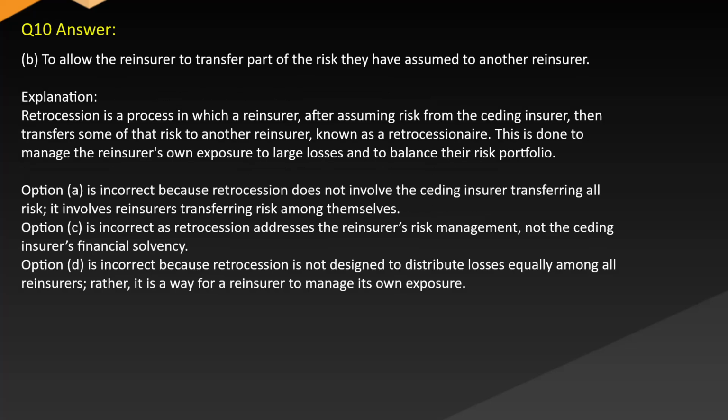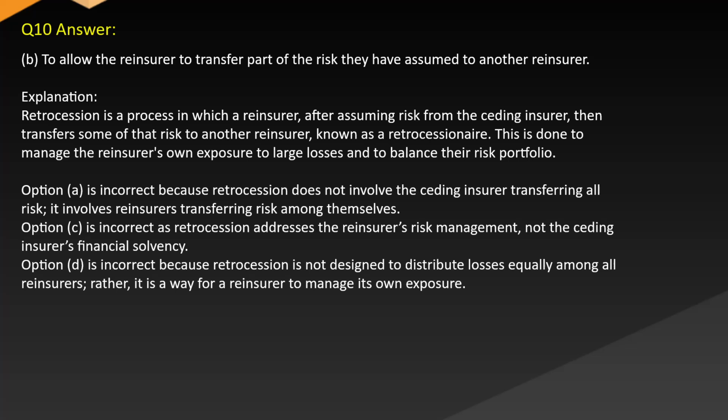Answer: B. To allow the reinsurer to transfer part of the risk they have assumed to another reinsurer. Explanation: retrocession is a process in which a reinsurer, after assuming risk from the ceding insurer, then transfers some of that risk to another reinsurer, known as a retrocessionaire. This is done to manage the reinsurer's own exposure to large losses and to balance their risk portfolio.